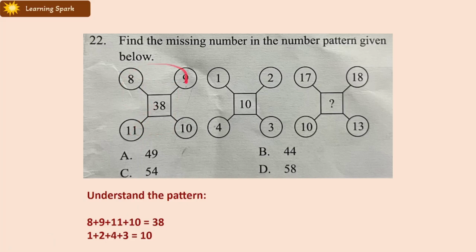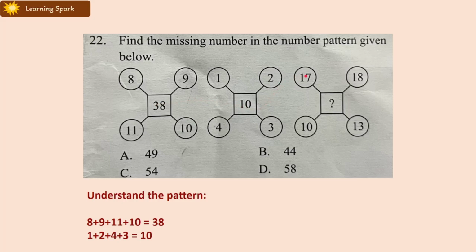Okay, now let's check whether the same logic works here also in the second one. Then we will understand that this is the right logic. So 1, 2, 3, 4. If we add 1, 2, 3, 4, we get 10, which is written in the square. So we understand that this is the logic. This is the correct logic.